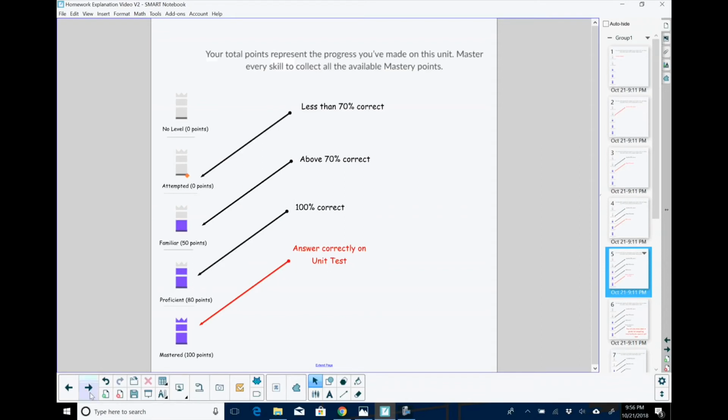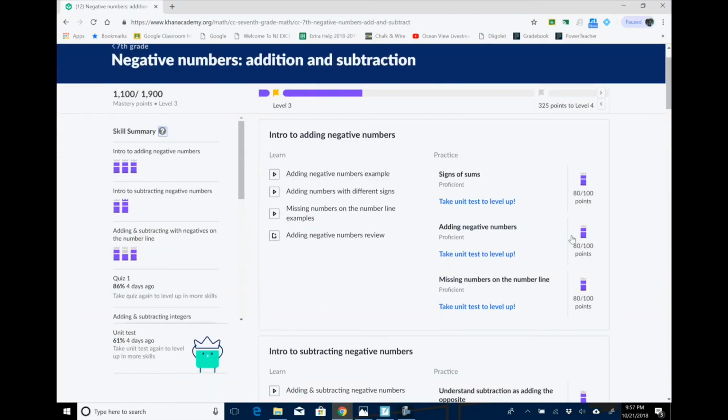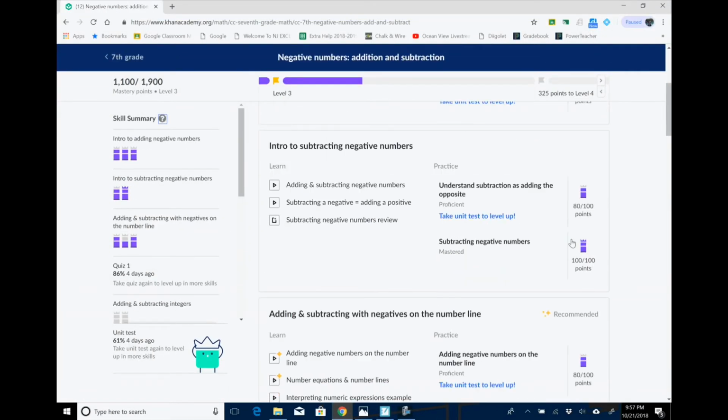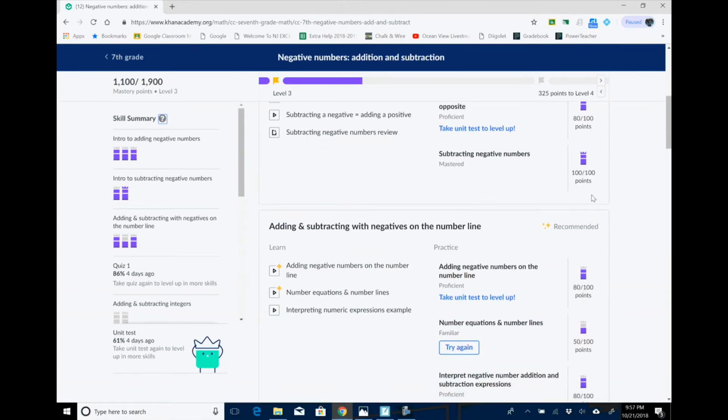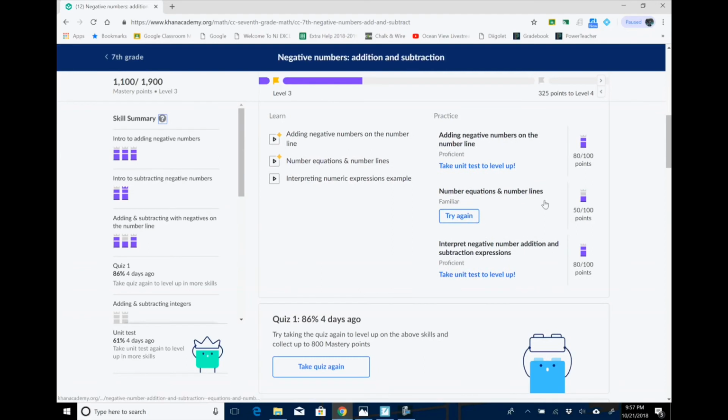All right. One thing worth mentioning is that you can also move down in points for answering incorrectly on a quiz or a unit test. So you have to be careful, do your best, make sure you answer things correctly, but that should make sense, because to prove that you've mastered something means that you can do it repeatedly over and over again. So back on sums, 80 out of 100, good, means I'm doing well. 100 out of 100 means I'm doing great, I got that one right on the unit test. 80 out of 100, number equations and number lines, 50 out of 100. I need to practice this.